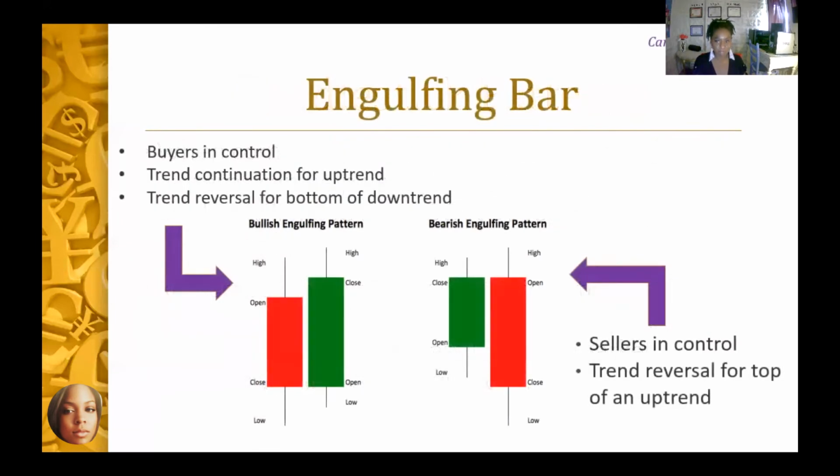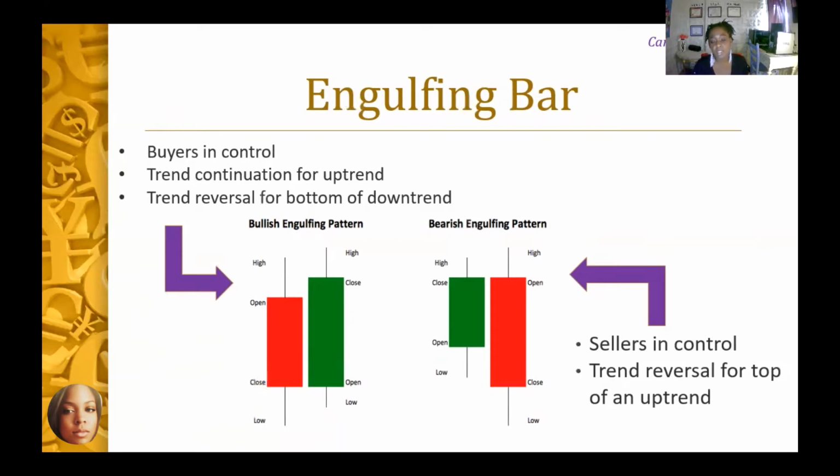Okay, moving on. The first candlestick pattern I want to talk about today is the engulfing bar. So this can be bullish or this can be bearish. If it's bullish, the second candle formed will be green. If it's bearish, the second candle formed will be red. The bullish engulfing is telling us that buyers are in control. If you see this during an uptrend, it's giving you a signal that the trend is going to continue. If you see this during a downtrend, as far as the bullish one, then that's a signal that there's about to be a reversal and it's about to go up.